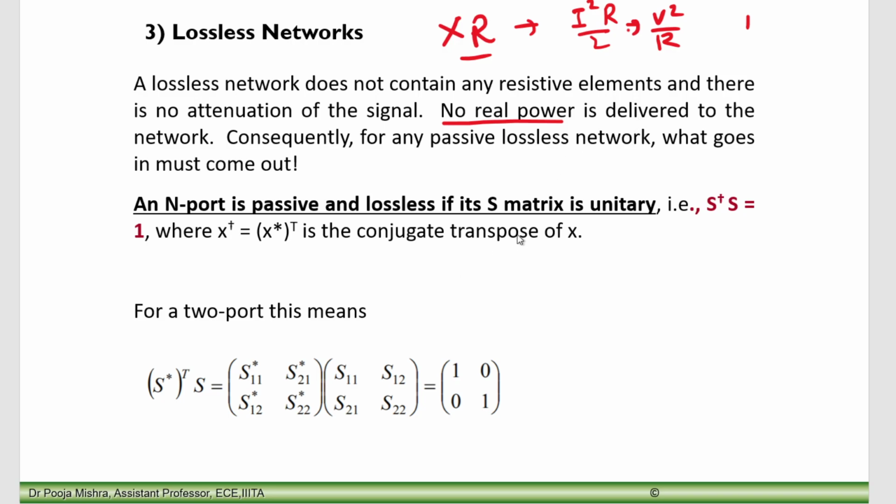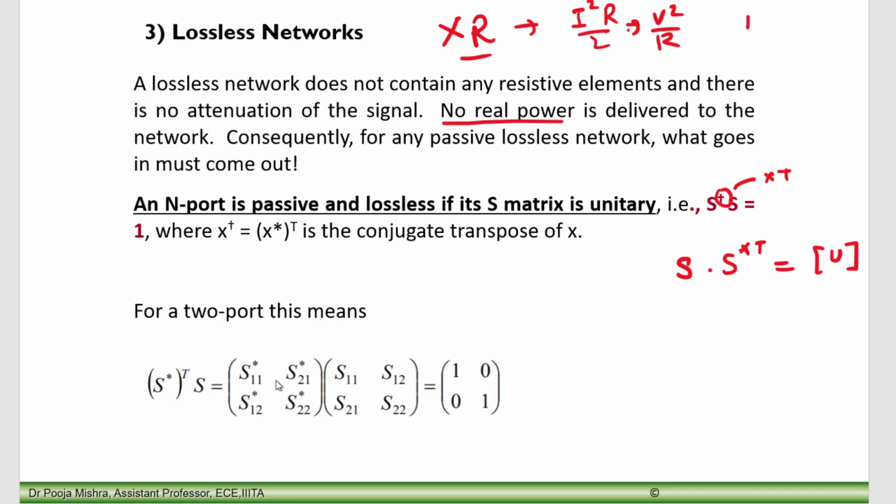Okay, so for the lossless condition, the network is called lossless if the S matrix is unitary. The unitary property says that S times S conjugate transpose is equal to the unit matrix. This sign is for conjugate transpose. You can do it the other way around also: S conjugate transpose times S is equal to the unit matrix, and both will give you the same result.